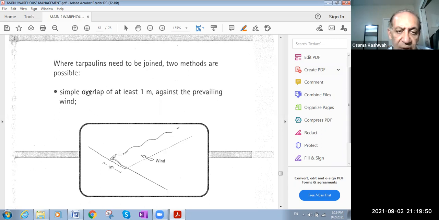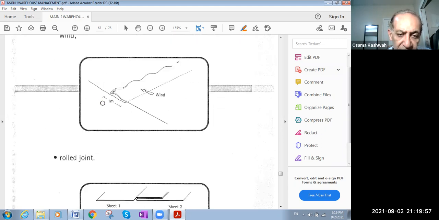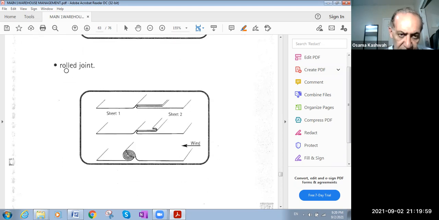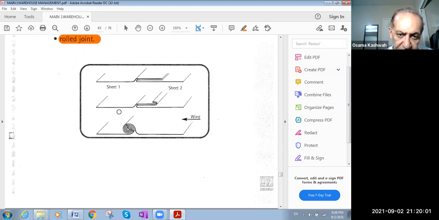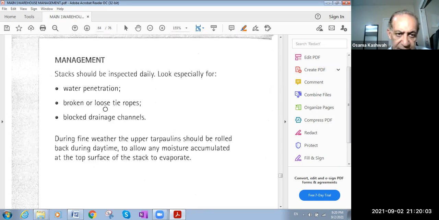You can also use tarpaulins, like 1 meter, against the prevailing winds, or rolled joints. You can use the rolled joints.